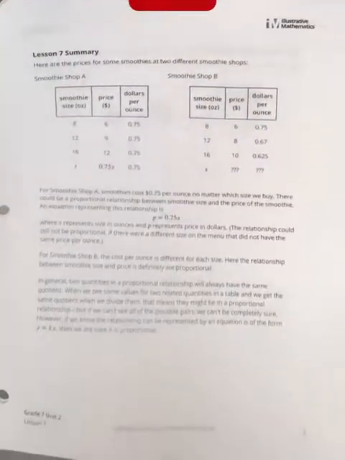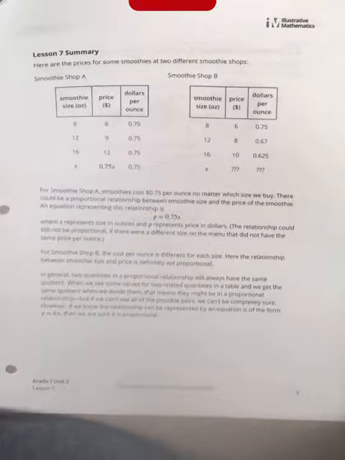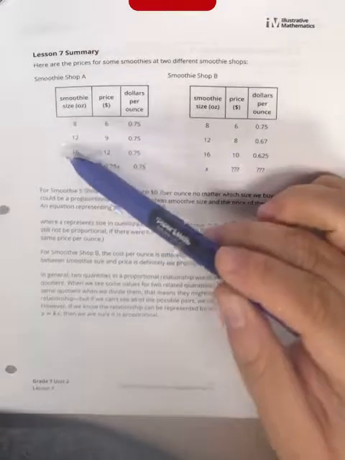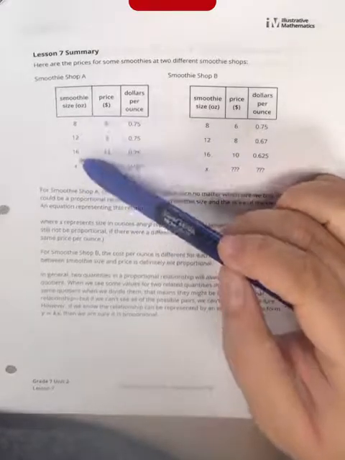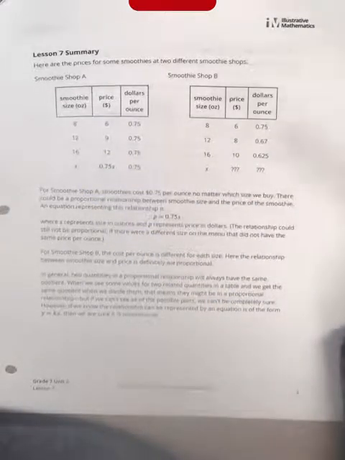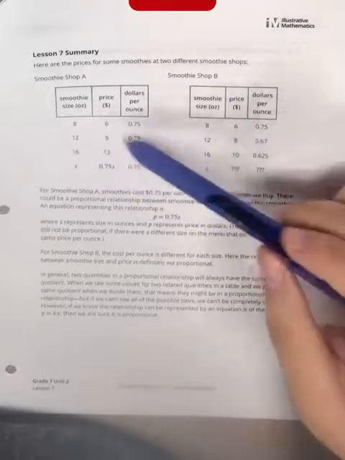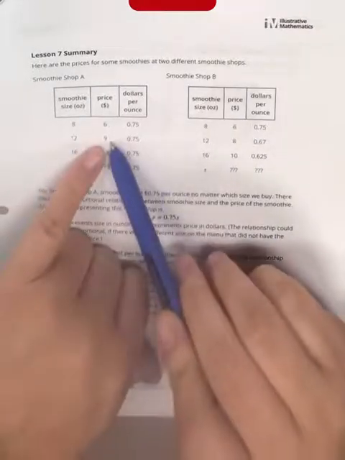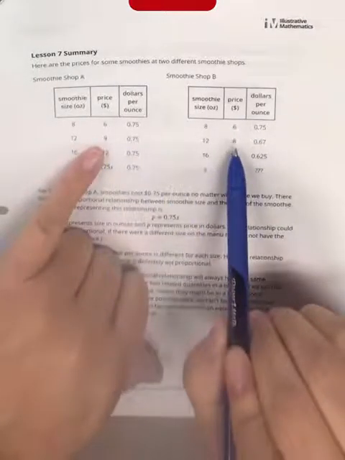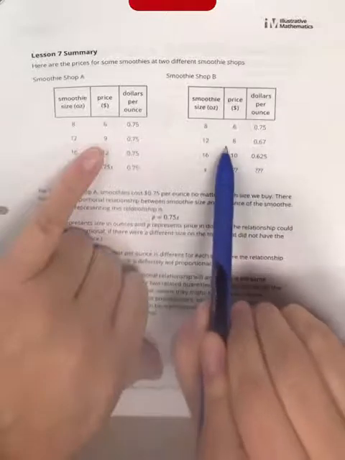Okay, so just lesson 7 summary. So Smoothie Shop A and Smoothie Shop B. So they both offer smoothies in the same number of ounces in the size. However, if you notice, the price is different depending on which shop you're at. So a 12-ounce drink at Smoothie Shop A is only $9, whereas that same amount of drink is $8 at Smoothie Shop B.